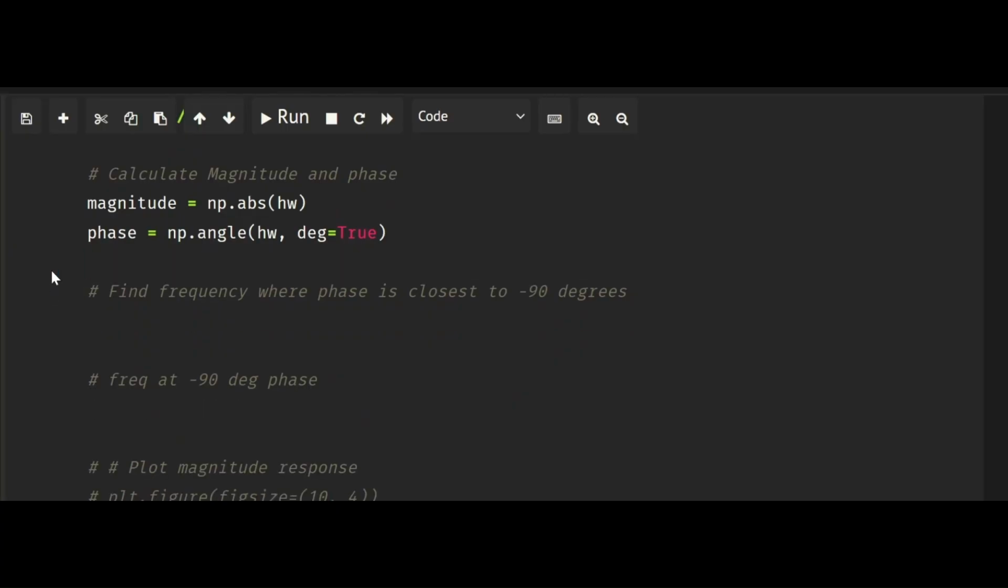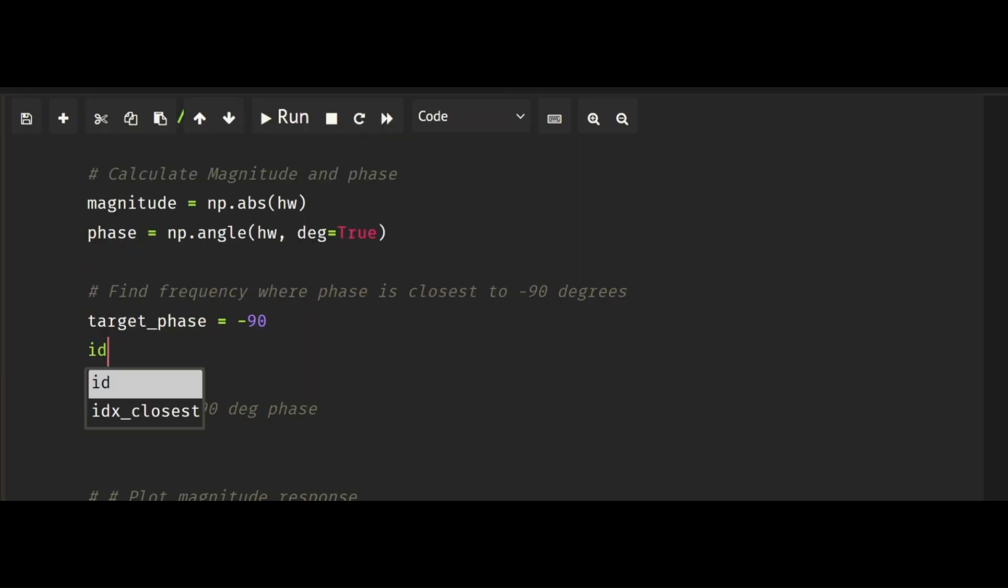So let's say I know that my phase is varying from 0 degree to minus 180 degree, and I'm interested in finding out at which frequency my phase becomes minus 90 degree. So how do I go about doing it? It's like this. My target phase, for example, is minus 90. So I have to find out at what index this minus 90 degrees is happening in the array, and basically I'm trying to find the address of the data point where the phase is minus 90 degree.